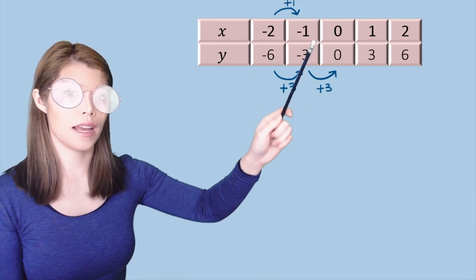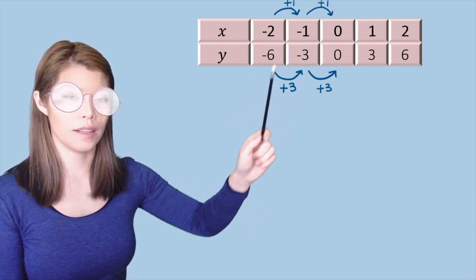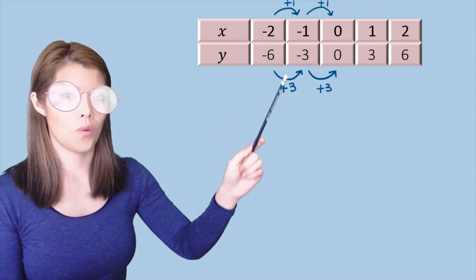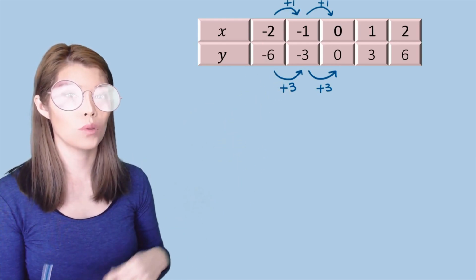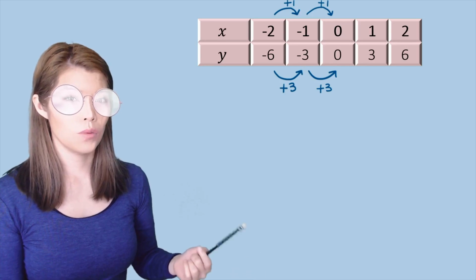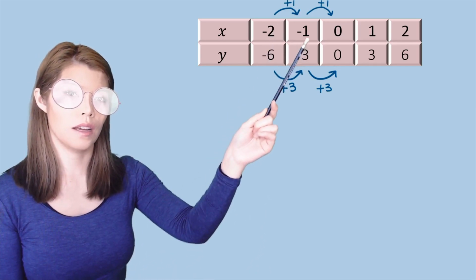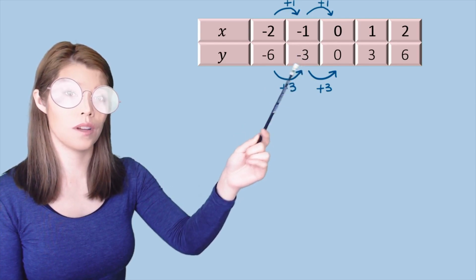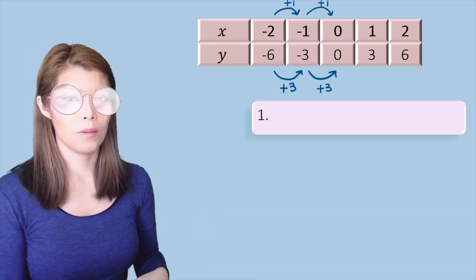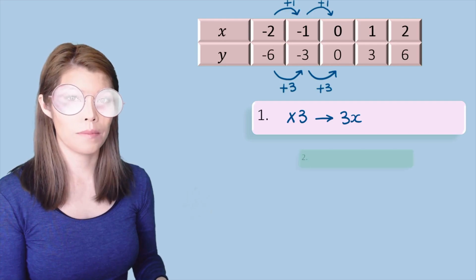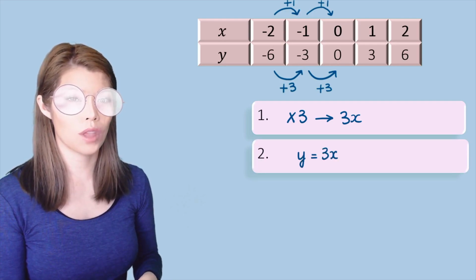And we can see that the x values are going up by 1. So as x goes up by 1, we're adding 3. So in other words, we're multiplying by 3. What else do we need to do? So -2 times 3 is -6. -1 times 3 is -3. We don't have to do anything. So our operation is multiplying by 3, and our equation is y equals 3x.